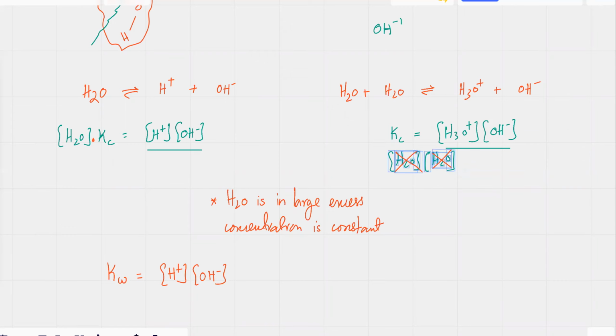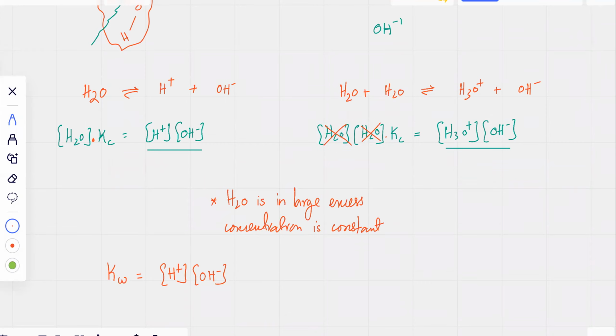Remember in Kc we took solids as a constant, we took solids as 1, right? Because their value is not going to change, we just don't write them in the expression. So this is going to be Kw. Both Kw's are exactly the same. Whether you use the first equation or the second equation, they are identical. Once you remove water from the expression, the two Kw's are exactly the same.